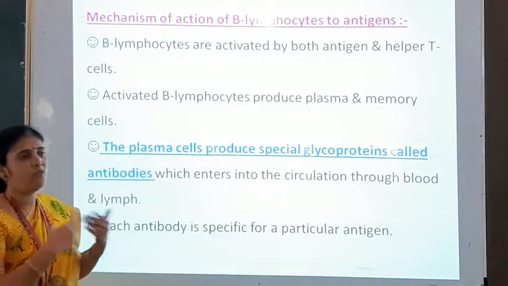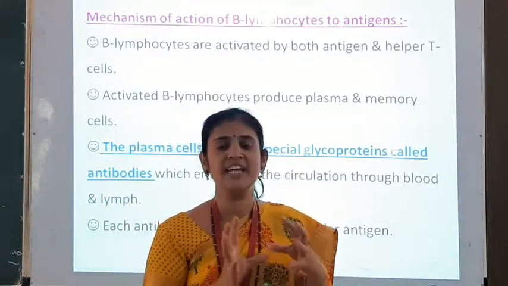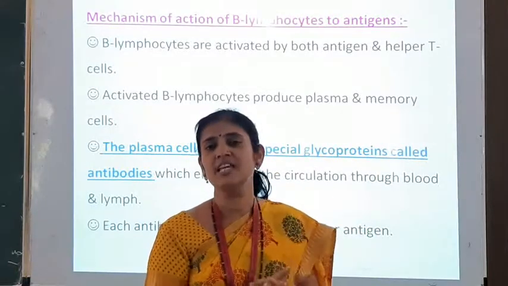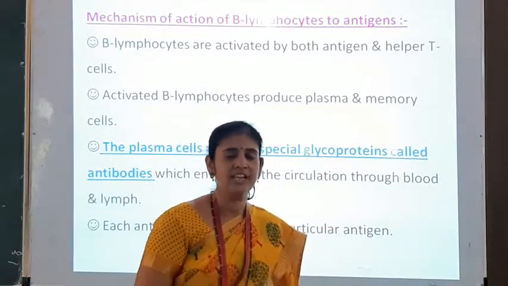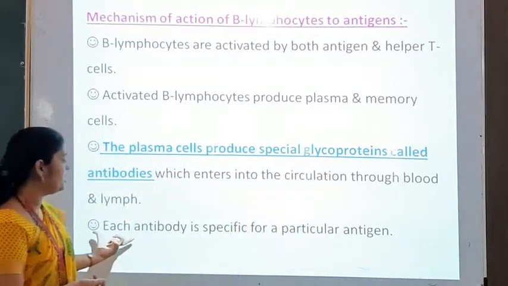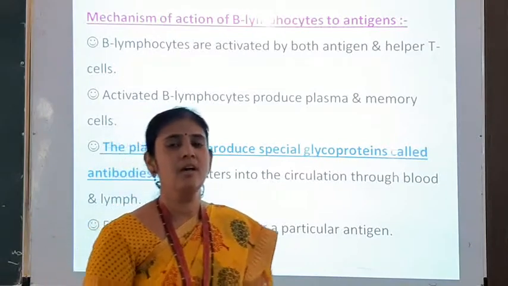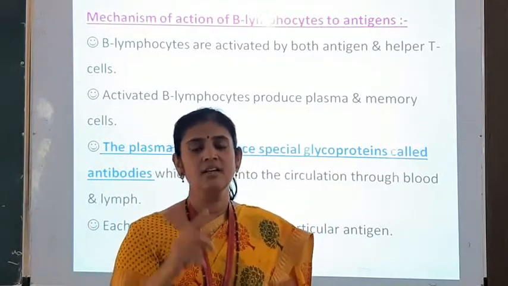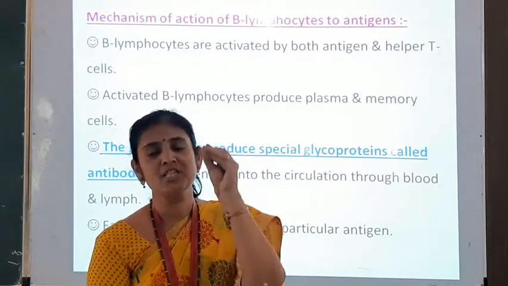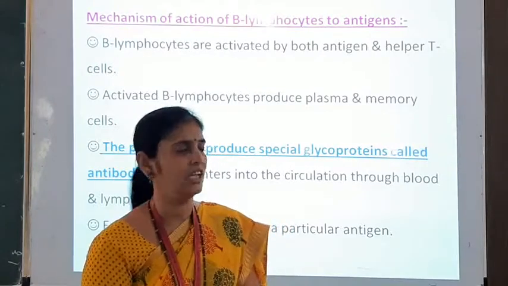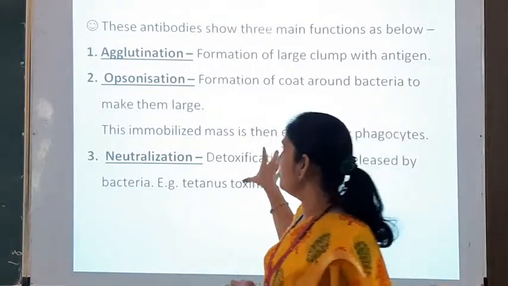After formation, these are circulated throughout the body with the help of blood and lymph. These antibodies are produced by the plasma cells and distributed in our body through blood circulation and lymph circulation. Each antibody is specific for a particular antigen. That you have to remember, a particular antigen is responsible for formation of a particular antibody, or a particular antibody is produced against the particular antigen. So here, what is the action of antibody on the antigen, that we have to see.